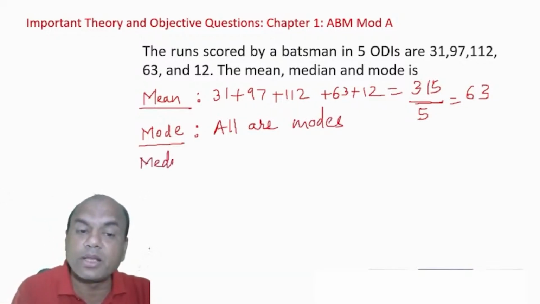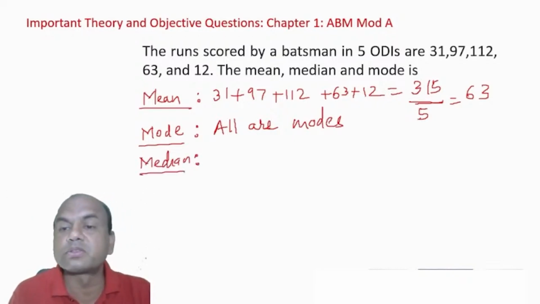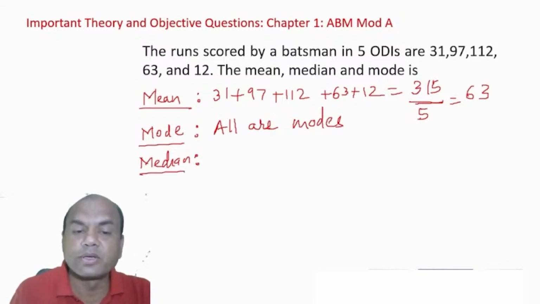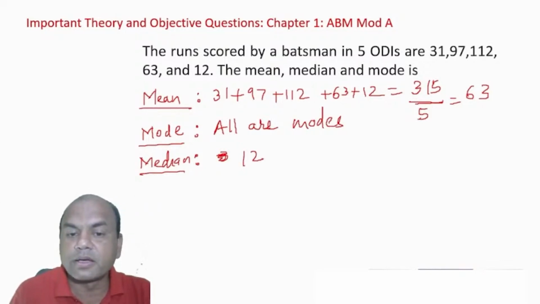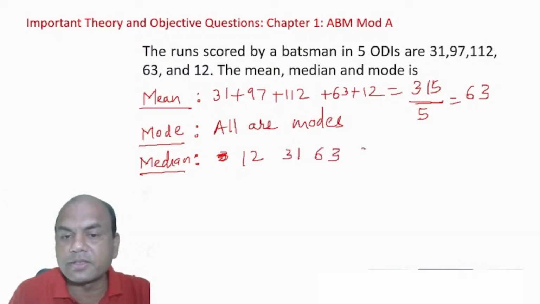What did I say about the median? First arrange. Arrange from the lowest to the highest. So arrange them. First is 31. Lowest is what? No, not 31. Lowest is 12. Then 31. Then after that 63. After that 97. And last one is 112.